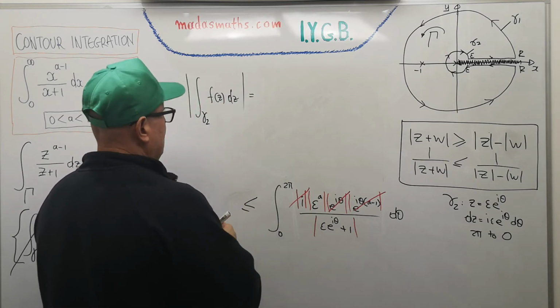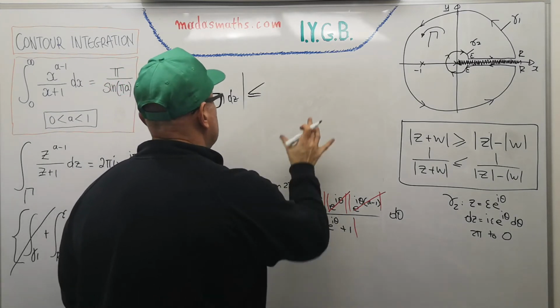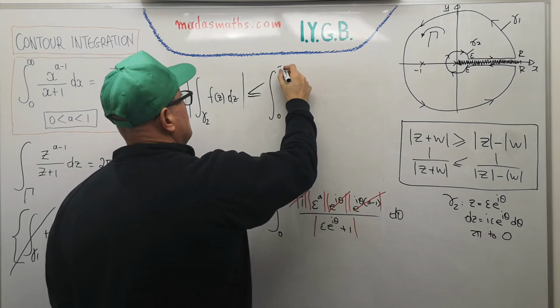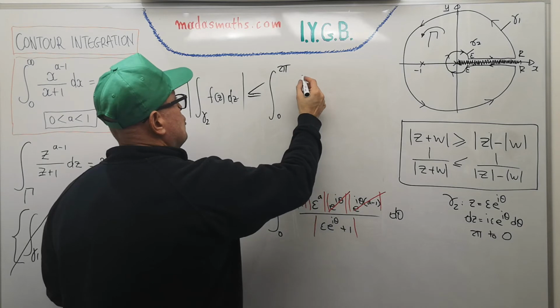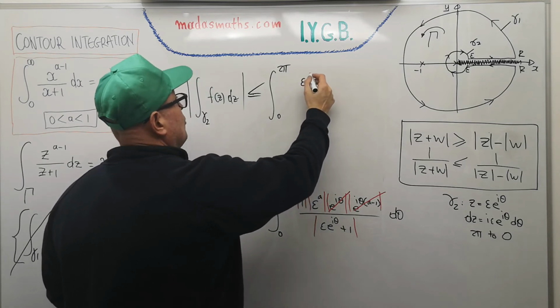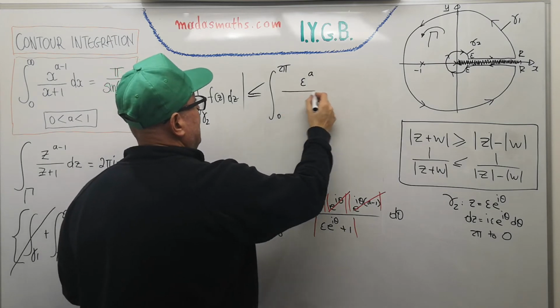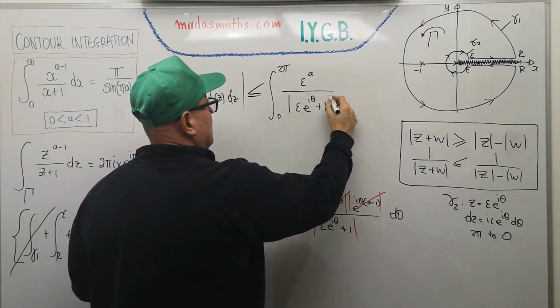So this is now, I'm going to put less or equal here to maintain the correctness from line to line, because I'll wrap it off. 0 to 2 pi. And this is 1, this is 1, this is 1. This doesn't need the modulus because it's positive. Epsilon is positive, so epsilon to the a is a positive quantity. And we've got again over epsilon e to the i theta plus 1 d theta.